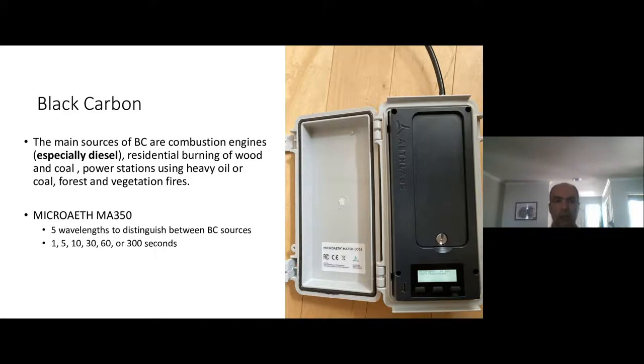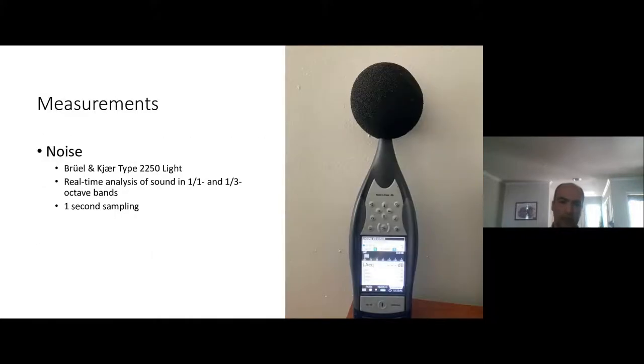We use a microAeth MA350 instrument that has five different wavelengths to distinguish between black carbon sources and to provide the black carbon emitted by vehicles. The sampling interval could be between 1 and 300 seconds. Our sound meter is the Brüel and Kjær type 2250 Light, which is able to measure octave and third-octave band frequency with interval sampling.